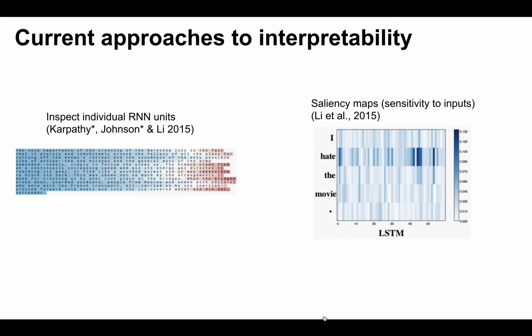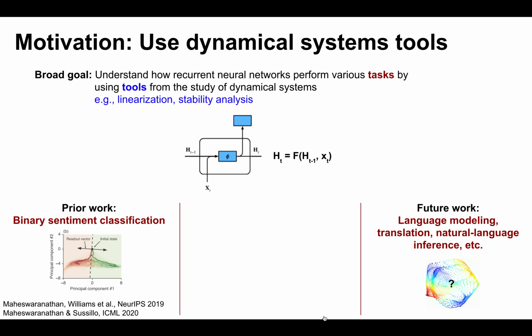And while we have various tools for interpretability, which largely work at the single neuron level, in this line of work, what we hope to do is leverage the fact that these RNNs are ultimately dynamical systems, and therefore we can use tools from dynamical systems analysis to try and understand what sorts of computations these networks are performing.